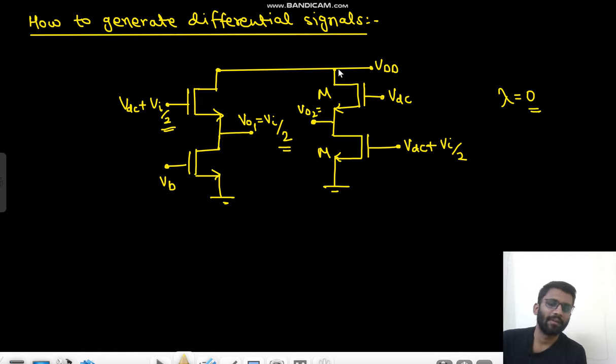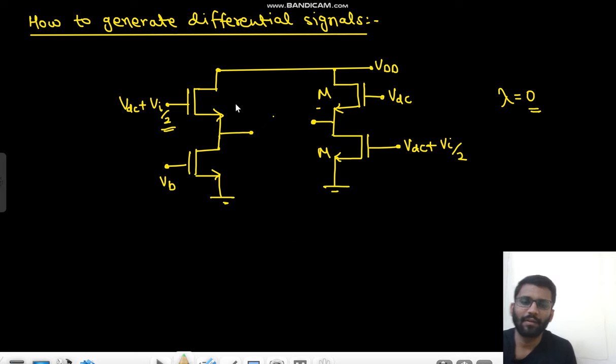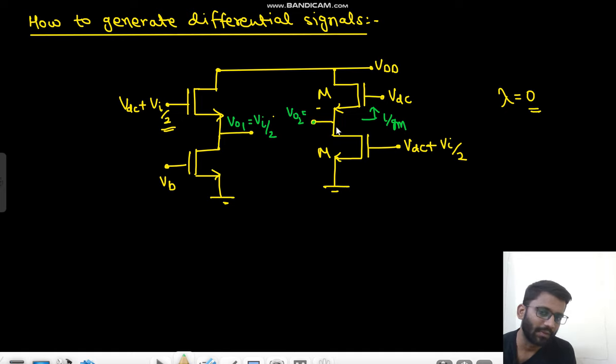Talking about V02, what will happen? This is shorted. V01 came out to be Vin by 2 only, because this is open ended, so this comes here. Talking about V02, now you see from here what you will see, 1 by GM resistance, right? 1 by GM. So this is a common source amplifier with load of 1 by GM. What will be the gain? Minus 1, right? So this will be minus Vin by 2.